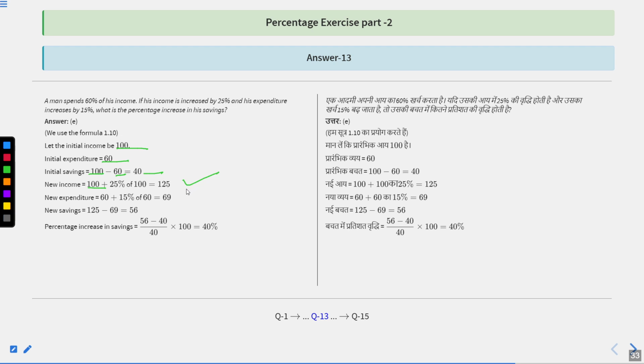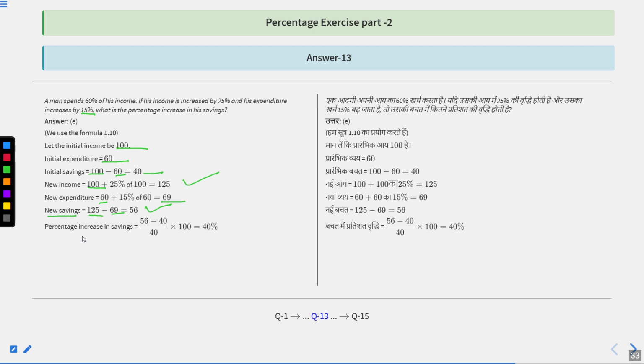And my expenditure is also increased by 15%. So my expenditure was 60 and 15% of 60 is 9. When we add it, we get 69. Okay. My new saving will be my new income minus my new expenditure. So when we subtract it, we get 56 rupees.